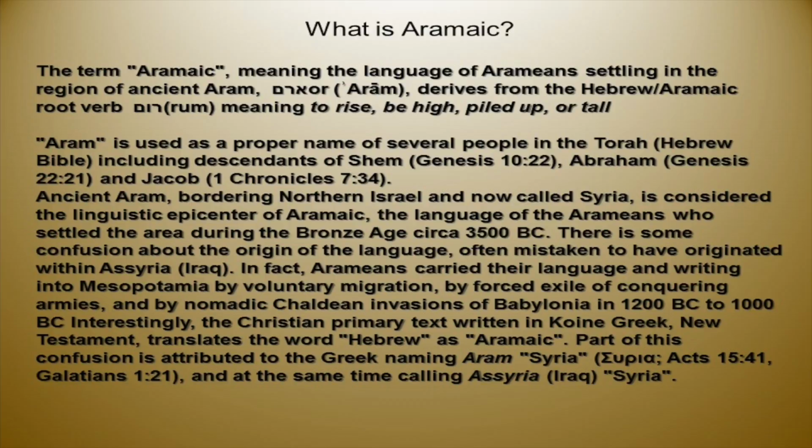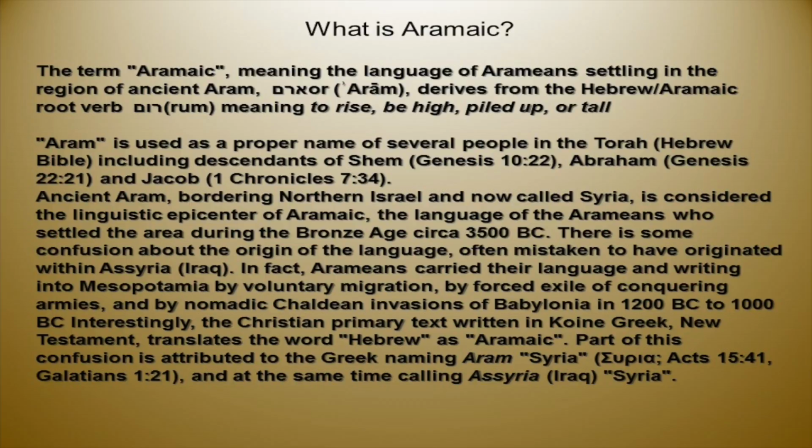Aram is used as the proper name of several people in the Torah, including descendants of Shem. Ancient Aram, bordering northern Israel and now called Syria, is considered the linguistic epicenter of Aramaic, the language of the Arameans who settled the area during the Bronze Age, 3500 BC. There is some confusion about the origin of the language, often mistaken to have originated within Assyria. In fact, Arameans carried their language and writing into Mesopotamia by voluntary migration, by forced exile, conquering armies, and by nomadic Chaldean invasions of Babylon.